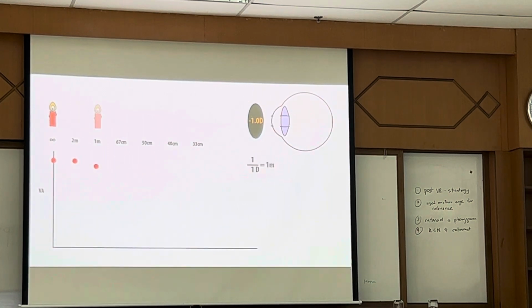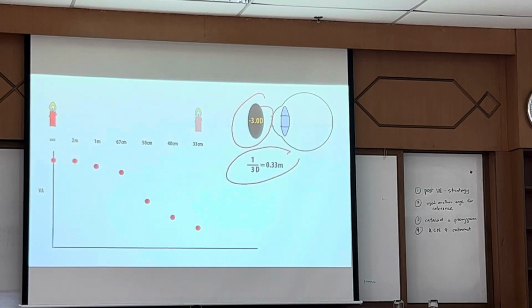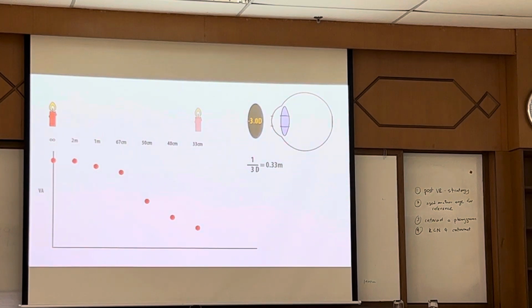Similarly, you progress with minus 1. You are simulating the image at 1 meter, and then you take the visual acuity. Progressively, for this case you put a minus 3 lens, you are simulating an image at 0.33 meters to test the near vision. So this is the basic principle of the minus defocus curve.